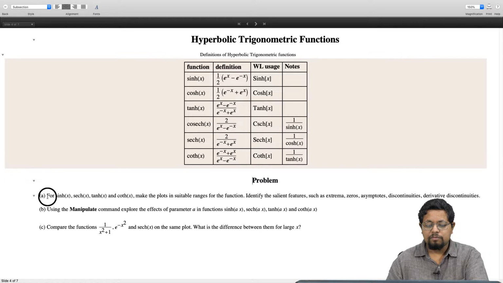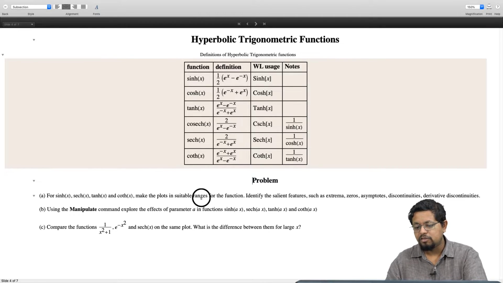I want you, for sine hyperbolic, secant hyperbolic, tan hyperbolic and cotangent hyperbolic, to make plots of these functions in some suitable range and identify the salient features such as extremas, zeros, divergences and asymptotes, discontinuities, and whether they are differentiable or not, and where they are differentiable and where they are not differentiable. So go ahead and play around with these 4 functions, plot them and identify these salient properties.